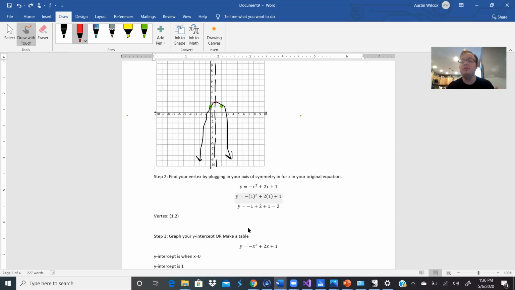A lot of it is going to be multiple choice. It's going to be true and false. Some of it is going to be word problems. When you're doing the word problems, make sure you understand what the question's asking of you.